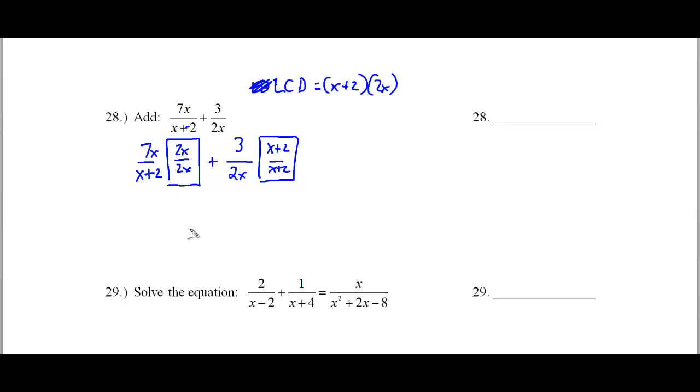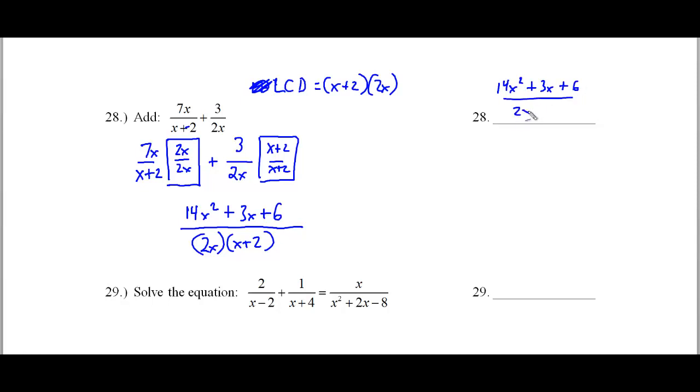So what we have here, we now have a common denominator of 2x and the quantity of x plus 2. But we are going to take a look at our numerator and see what we get there. The 7x and the 2x, that makes 14x squared. And we distribute this, so this is 3 times x, which is 3x plus 6. And that's my answer here. It's 14x squared plus 3x plus 6 over the quantity of 2x times x plus 2.